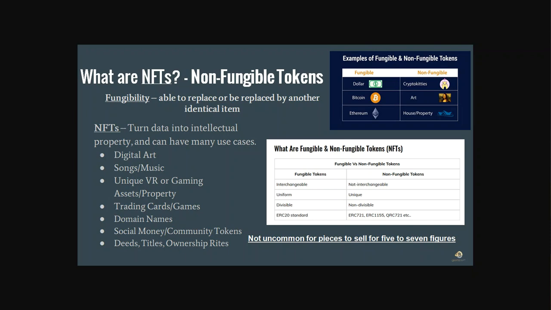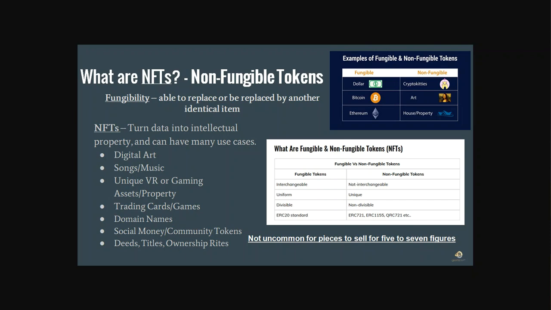Social money, community tokens. If you're part of a community, they can create NFTs that can be used as the currency of that particular group or meeting area. And in the future, you may even start to see things like deeds and titles or ownership rights being recorded to the blockchain. All of this can be recorded, it can be seen in public, and there is no question of who owns it.